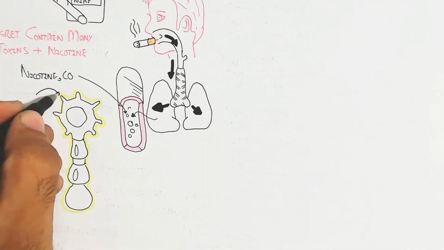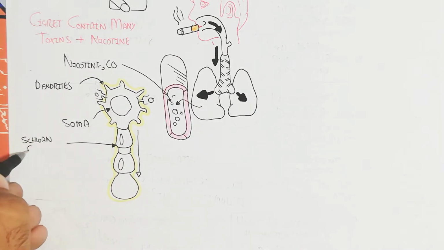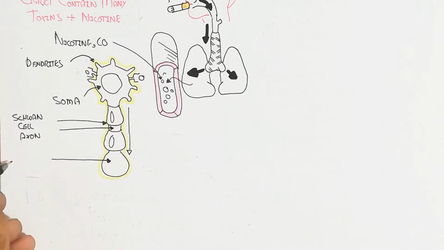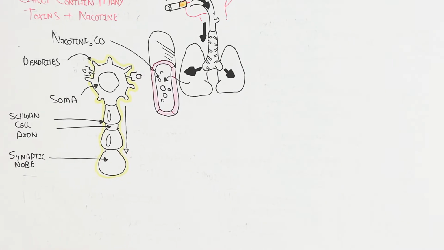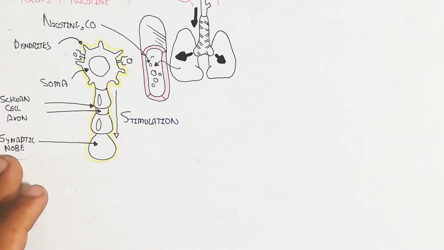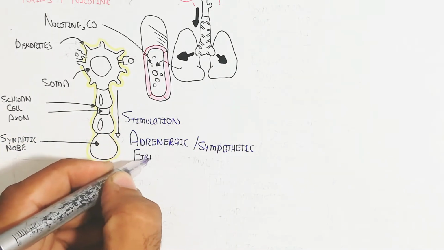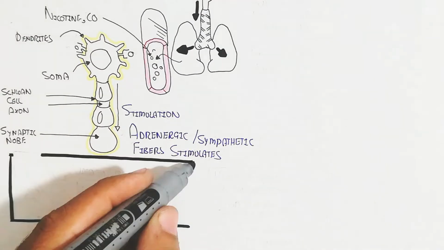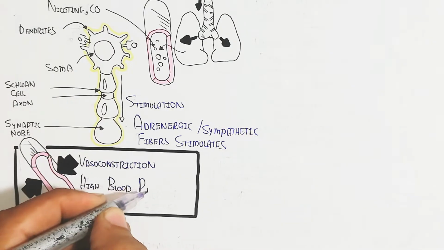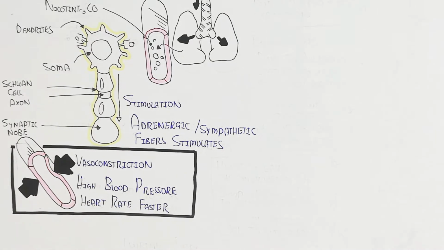When nicotine enters the blood circulatory system through the lungs and the pulmonary circulation, it binds to a specific neuron. Here is the dendrite, soma, Schwann cell and axon, and this is the synaptic knob. When it binds with a nicotinic receptor, it leads to stimulation of the adrenergic sympathetic fibers. The adrenergic sympathetic fiber stimulation leads to vasoconstriction, high blood pressure and a faster heart rate, as well as release of the cortisol hormone from the adrenal gland.